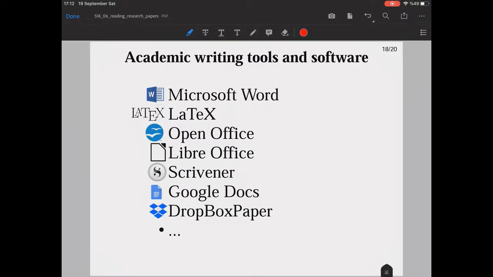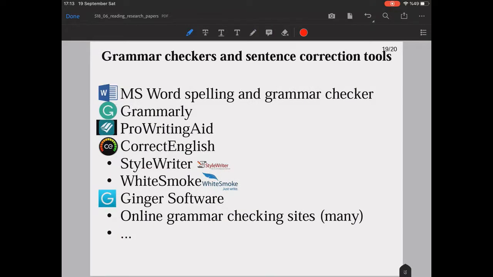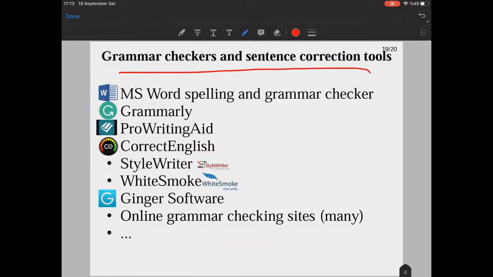There are some academic writing tools and software that help you to create research papers. Okay, Microsoft tools, LaTeX, OpenOffice, LibreOffice, Scrivener, Google Docs, Dropbox Paper, and so on. Many types of writing tools are available on the internet. You can check them. I just named a few of them. And we need this a lot because we use English as a second language, a foreign language here. We need to have some grammar checkers and sentence correction tools as well.